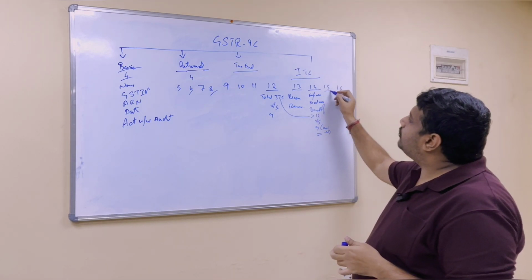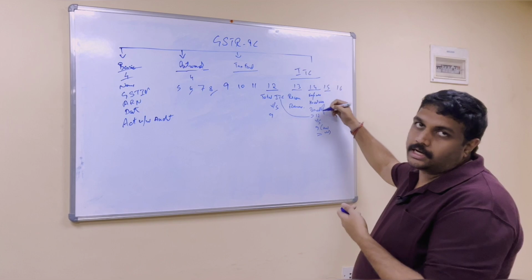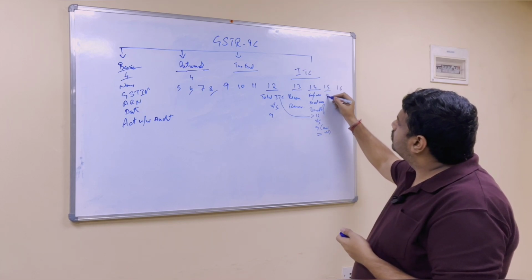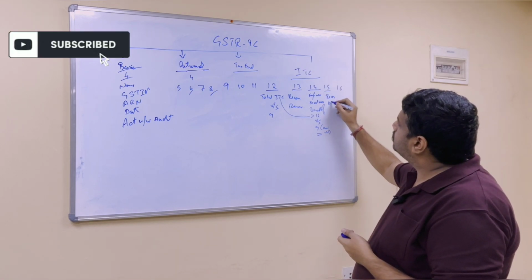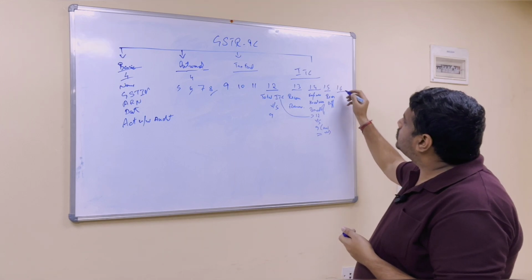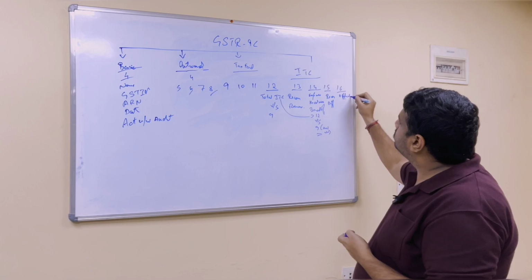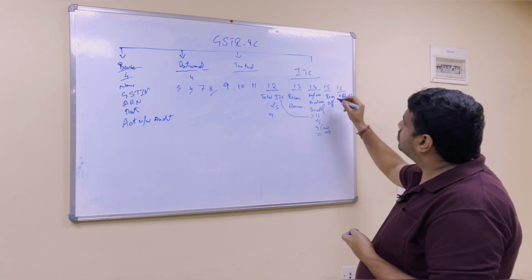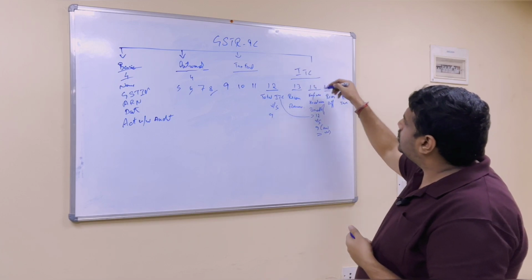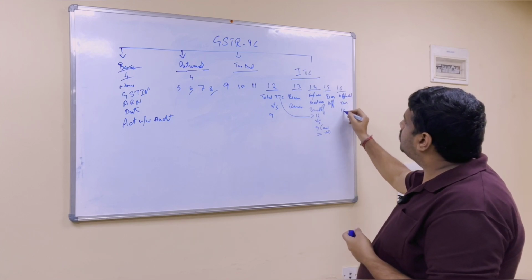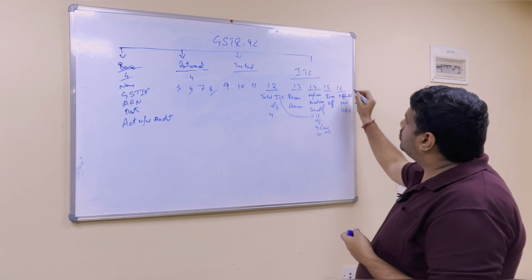Next, table number 15 is again same reason for difference, reconciliation differences. Table number 16 is differential tax that you need to pay because of this difference. Because of 13 and 15, whatever difference you got, that you have to disclose here.